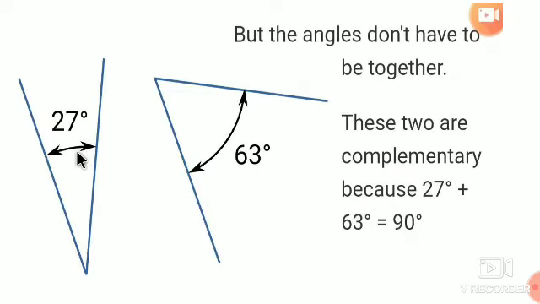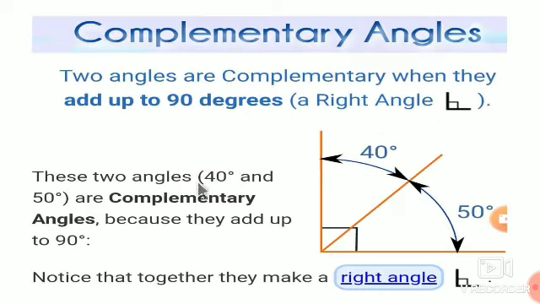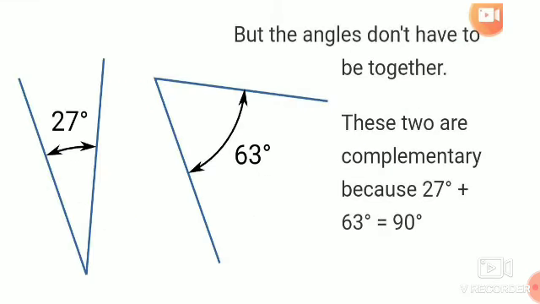But in this figure, these two angles are separate, 27 degrees and 63 degrees. If we add them, we get 90 degrees. So are these two angles complementary? Yes. Complementary angles may be separate or adjacent angles. Both pairs are called complementary because what is important here? Only the sum of the angles, that should be 90 degrees.